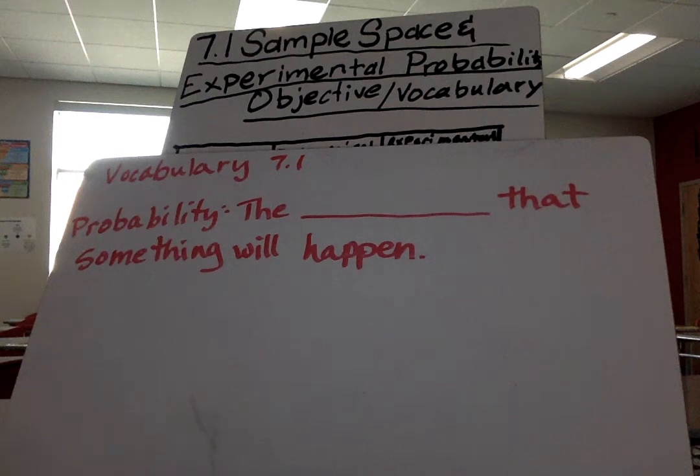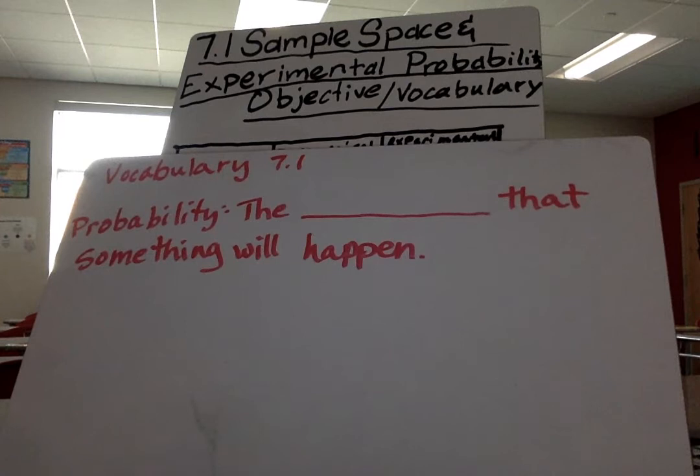Hello students, today we will be going over 7.1. This is in your pink packet, bright pink, and it's on page 149. We are on 7.1, sample space and experimental probability. Our objective: I can identify the sample space of a situation.